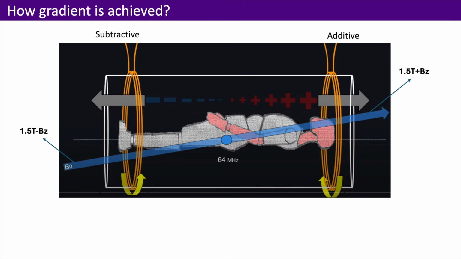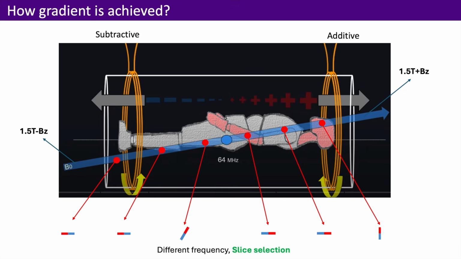Now on the left side we get 1.5 Tesla minus Bz, and on the right side we get 1.5 Tesla plus Bz. What this gives us is that from left to right the frequencies will increase because the field is increasing. If we compare the frequencies of precession, we see increasing frequencies, which gives us the ability to do slicing in the Z direction. So different frequency gives the ability to select a slice.